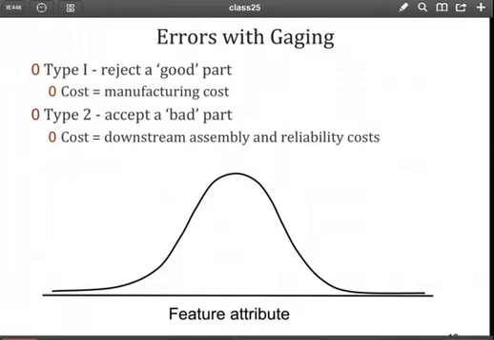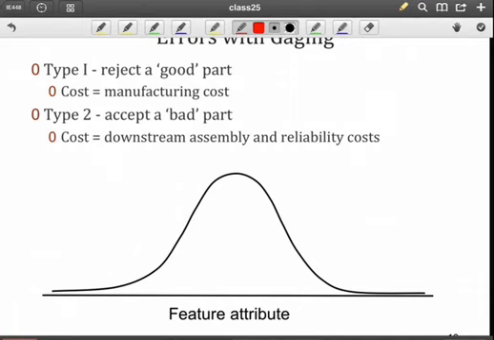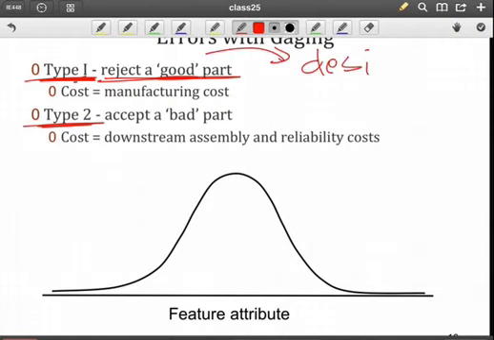Well, when we think about errors with gauging, we think about type 1 and type 2 errors. Now, if that term isn't fresh in your minds, you might want to go back and review that from your statistics class. Essentially, what we're saying with a type 1 error is, based upon our inspection, we're going to reject a part that is actually good. By good, we mean in terms of the design spec.